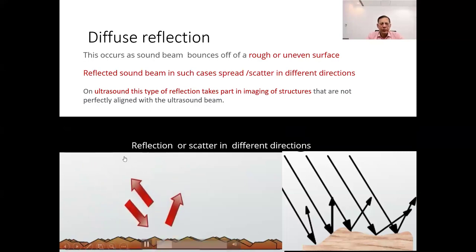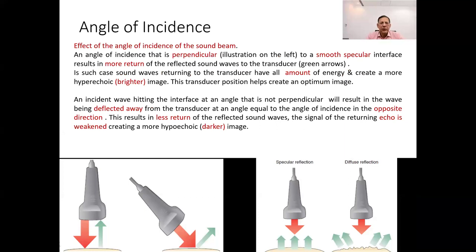Diffuse reflection happens when ultrasound waves hit an irregular or rough boundary between tissues. Instead of bouncing off in a straight line, they scatter in various directions. This type of reflection creates a scattered, less focused echo. It's like the light spreading out unevenly when you shine a flashlight on a rocky surface.